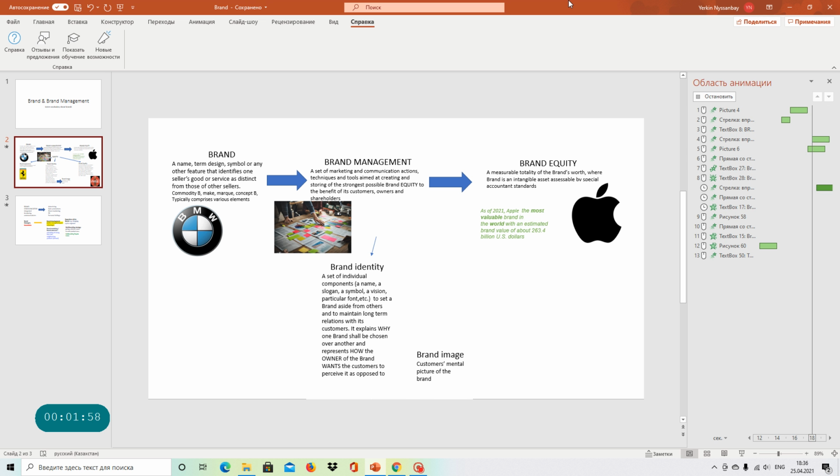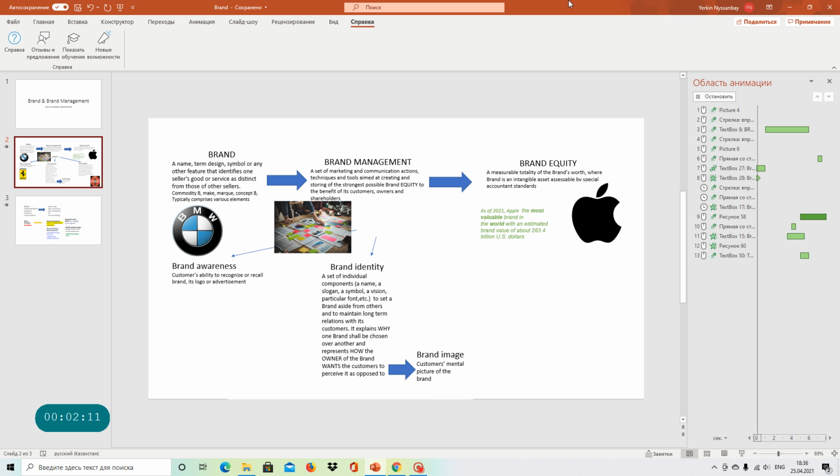This is how the owner of the brand wants the customer to perceive it, as opposed to the brand image, which is the picture, or maybe not the real picture, which our customers mentally have of our brand. The second target we want to achieve is brand awareness. This is customers' ability to recognize or recall a brand, its logo, or advertisement at first glance. For example, Ferrari is one of the most recognizable brands in the world.